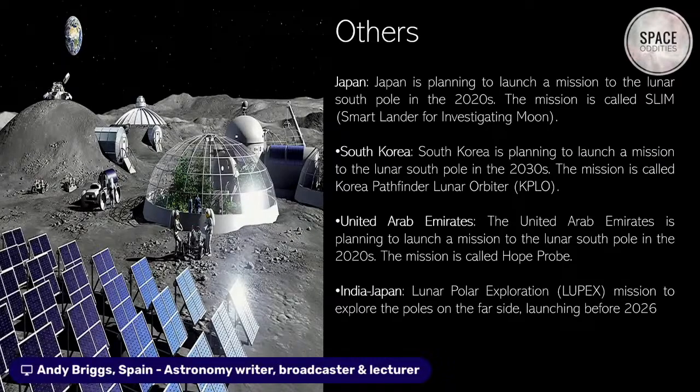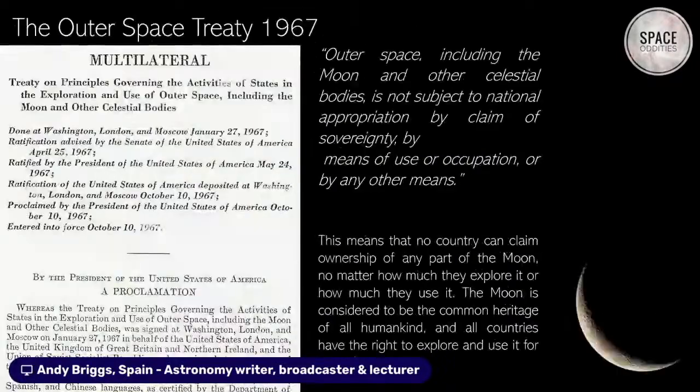South Korea are planning to launch a mission to the lunar South Pole in the 2030s. That's a little more of an unpronounceable acronym. It's KPLO, the Korea Pathfinder Lunar Orbiter. UAE, the United Arab Emirates, is planning to launch a mission to the lunar South Pole in the 2020s. That's called HOPE Probe, because their Martian mission is also called HOPE, of course. India and Japan have a plan to develop a mission called the Lunar Polar Exploration to explore the poles on the far side that we can't see directly from the Earth, launching before 2026. So that's a nice international collaboration.